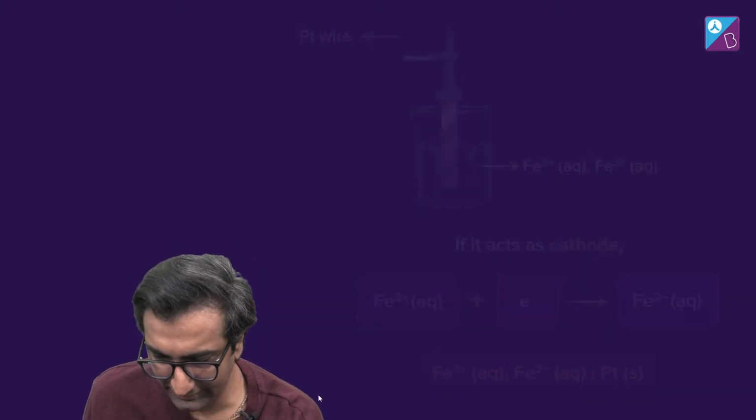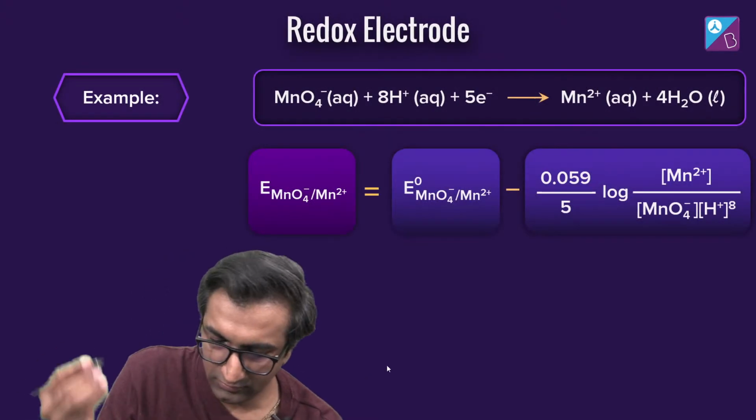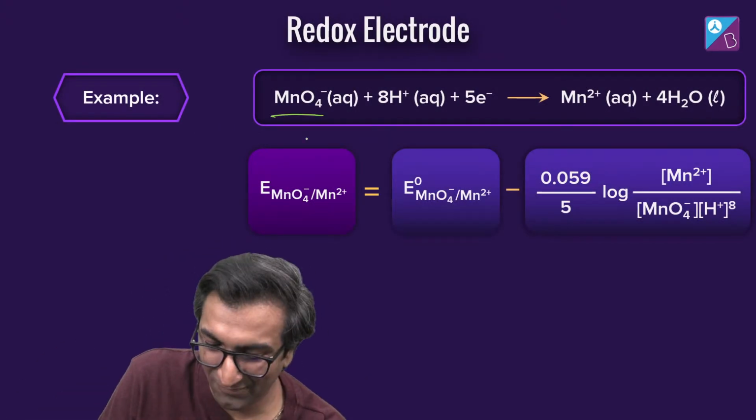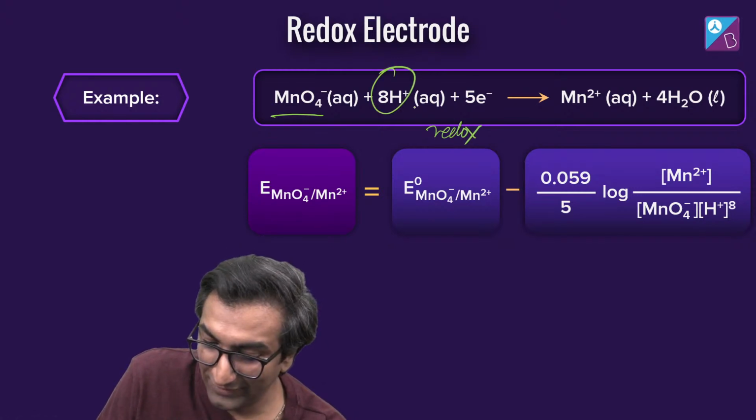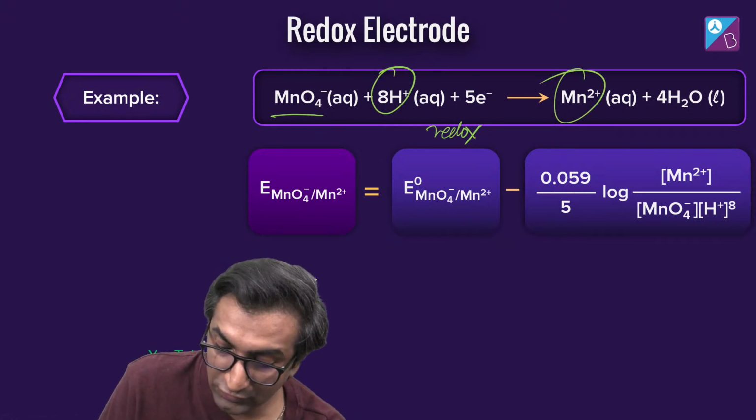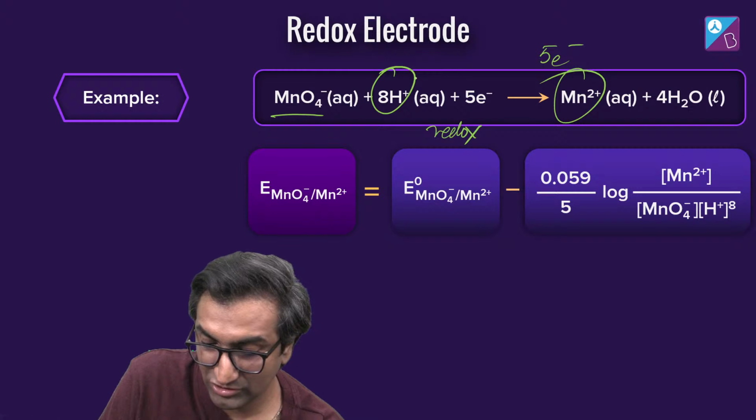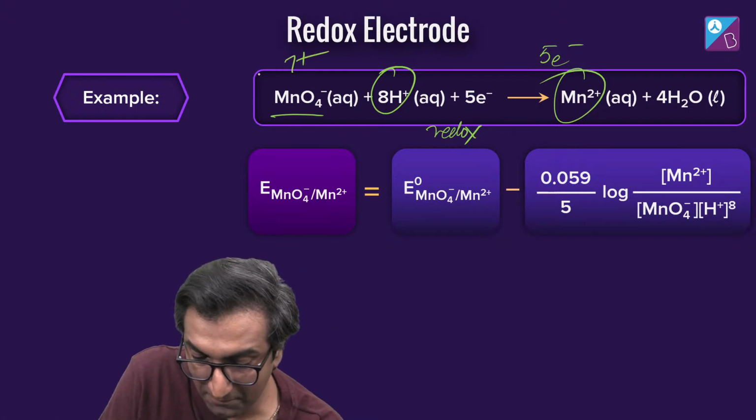Okay, so here is an example of a redox electrode. MnO4 minus. This is from redox. आप लोग इसको बैलेंस बहुत बार कर चुके हैं. In an acidic medium gives you Mn2 plus. Okay, और इसमें कितने इलेक्ट्रॉन ट्रांसफर होते हैं? 5, right? Because oxidation state of 7 plus to 2 plus.